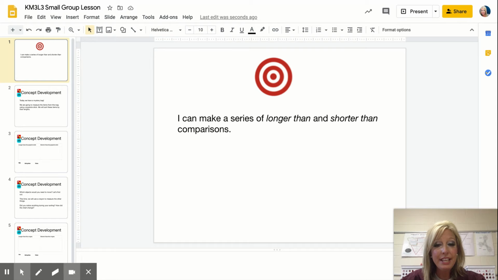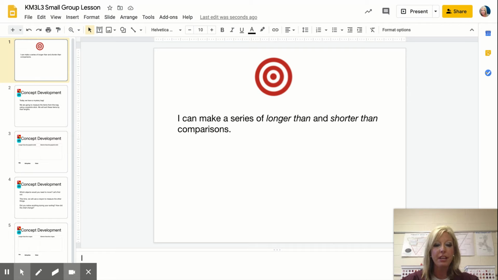Good morning, kindergartners. Today we're going to work on Mission 3, Lesson 3, and we're still working with measurement. Today our objective is that we can make a series of longer than and shorter than comparisons, and we've been working on longer than and shorter than all week, so this should be something that you're starting to get more familiar with.